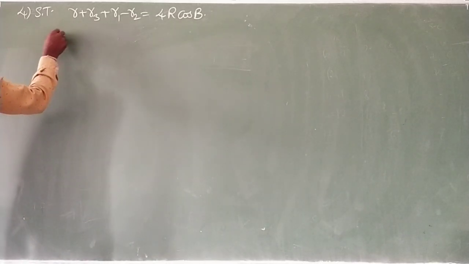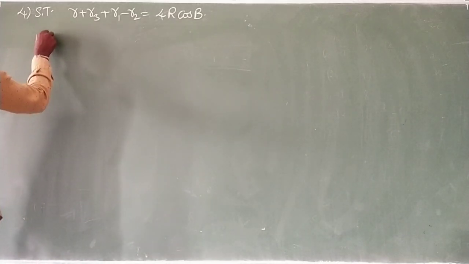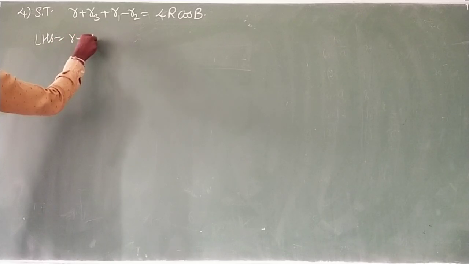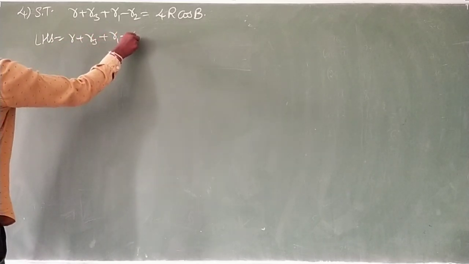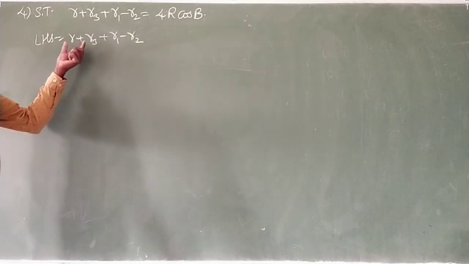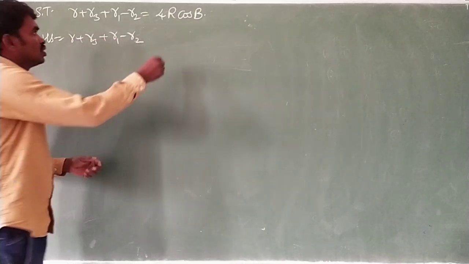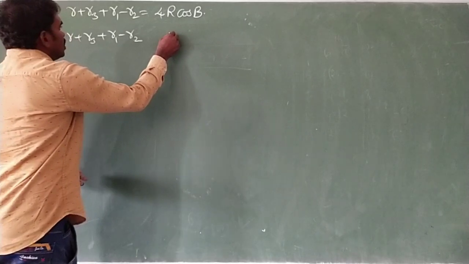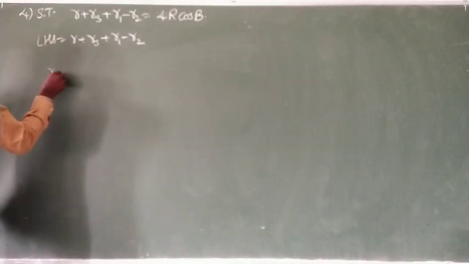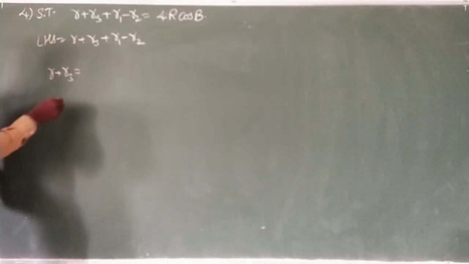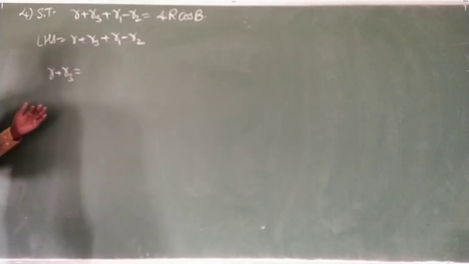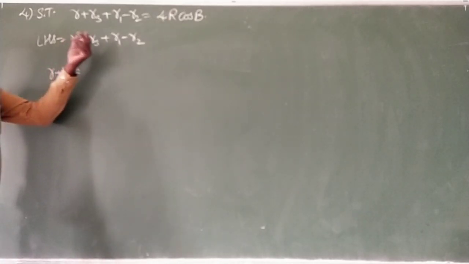So taking LHS, in the LHS terms, r plus r3 plus r1 minus r2. So now let us simplify first r plus r3 and then simplify r1 minus r2. So first of all I am going to simplify small r plus r3. These are lengthy steps, that's why I am simplifying them separately.